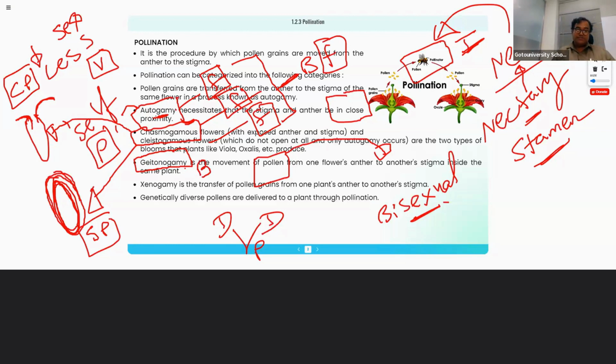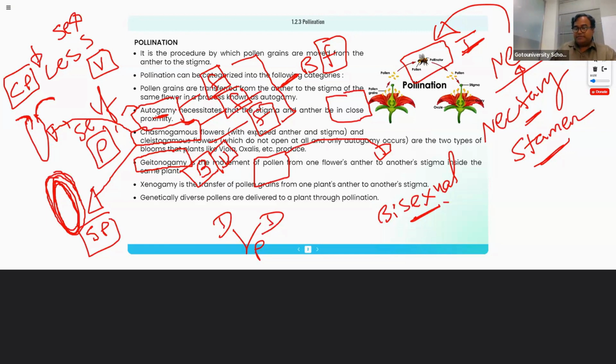We can use this for bisexual flower also, unisexual flower also. What do you mean by bisexual flower? I am a bisexual flower, having both male and female reproductive organs in my body. Then I am a bisexual flower. I am a unisexual flower: either I will have a male or a female reproductive organ. Then that is a unisexual flower.